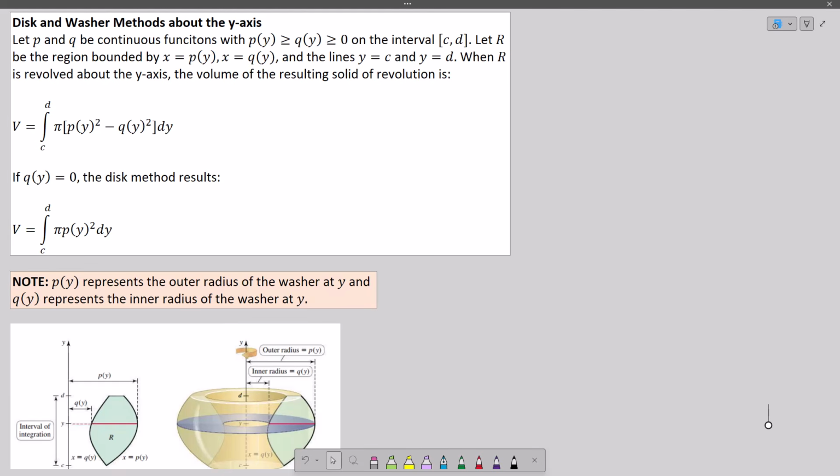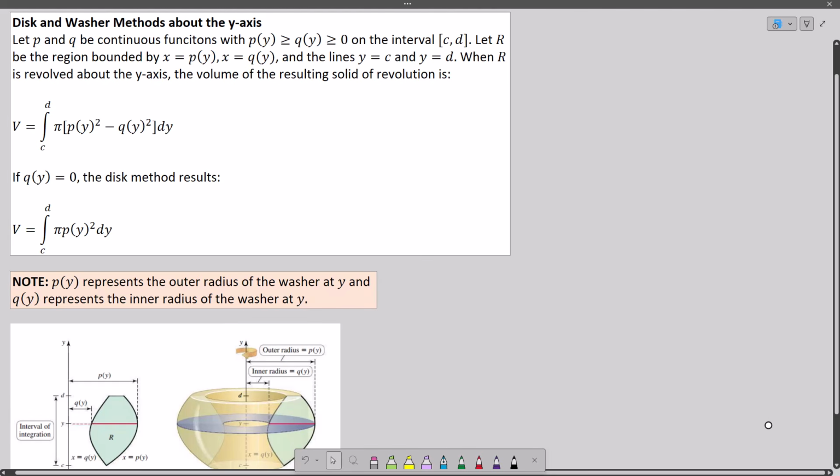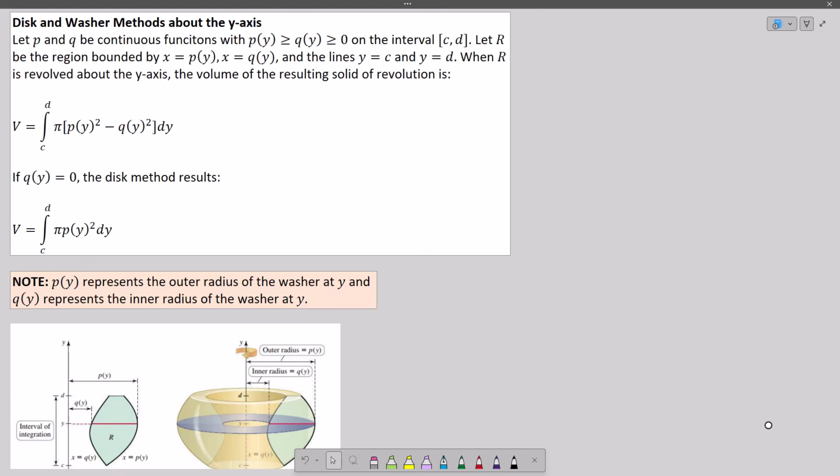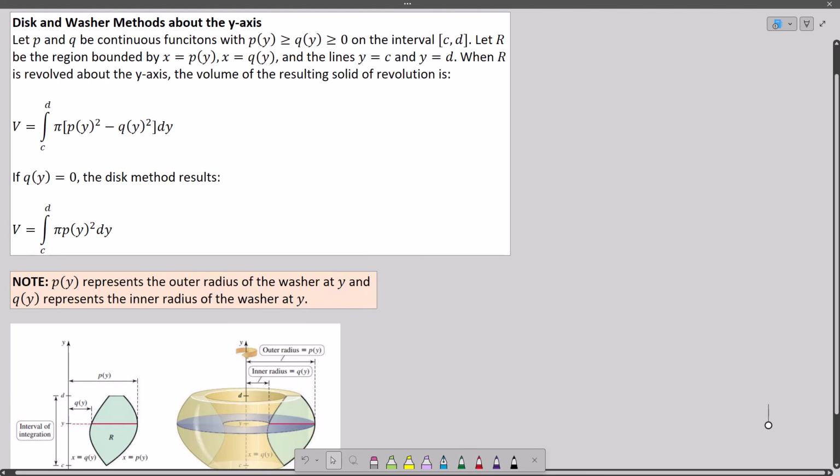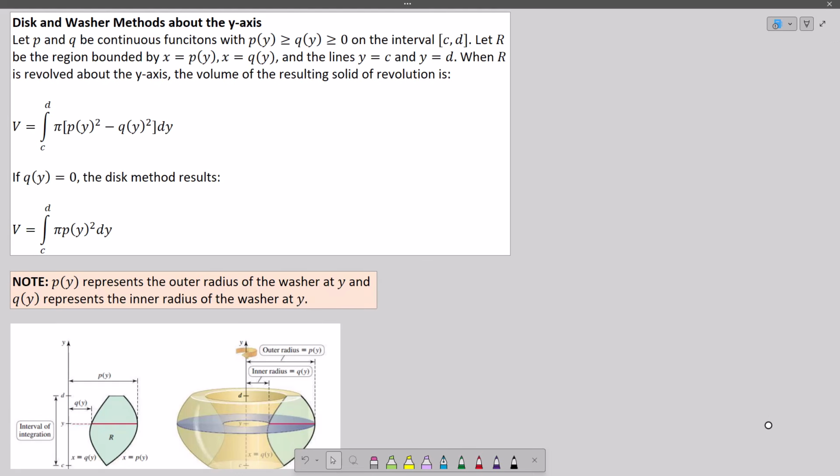We've got our generic formula, still looks the same. This is the area of a washer. It's just that we're going to use the p function to be the further function from the axis of rotation. The q function will be the closer function. But the same principle applies. Pi times p squared is the outer disk area. Pi times q squared is the inner disk area. We subtract the two and we'll get the area of a washer. And if the inner function is 0, so in other words, if the region is touching the y-axis, it will default to just a disk. So p of y squared.